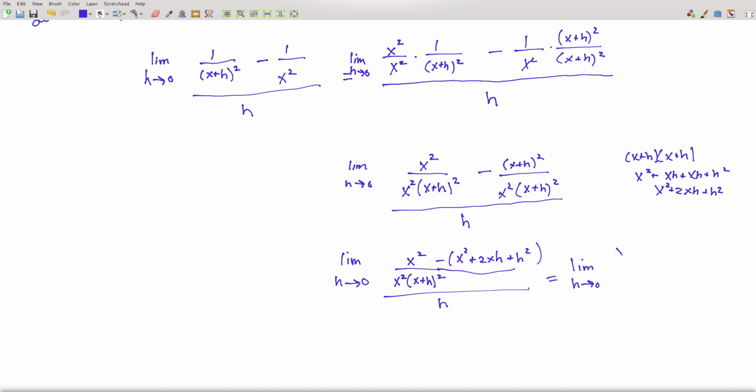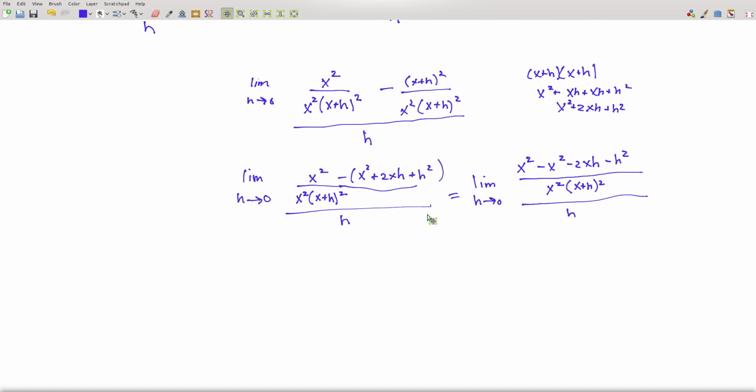So this is now x squared, and then it's minus x squared, and it's minus 2xh, and it's minus h squared, right? And all of this is over x squared times the quantity x plus h squared, and all of this is over h. So far, so good. Now we can combine the like terms in the numerator.